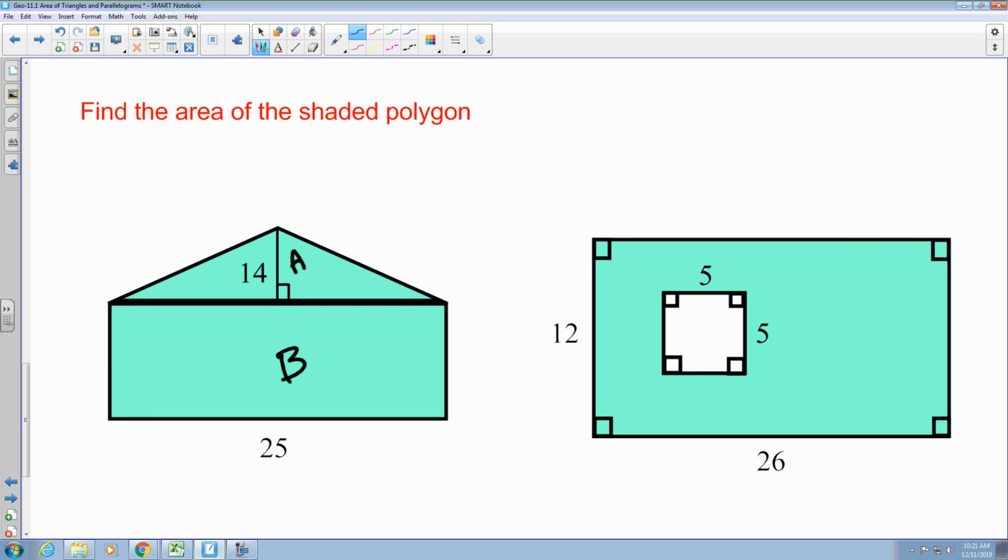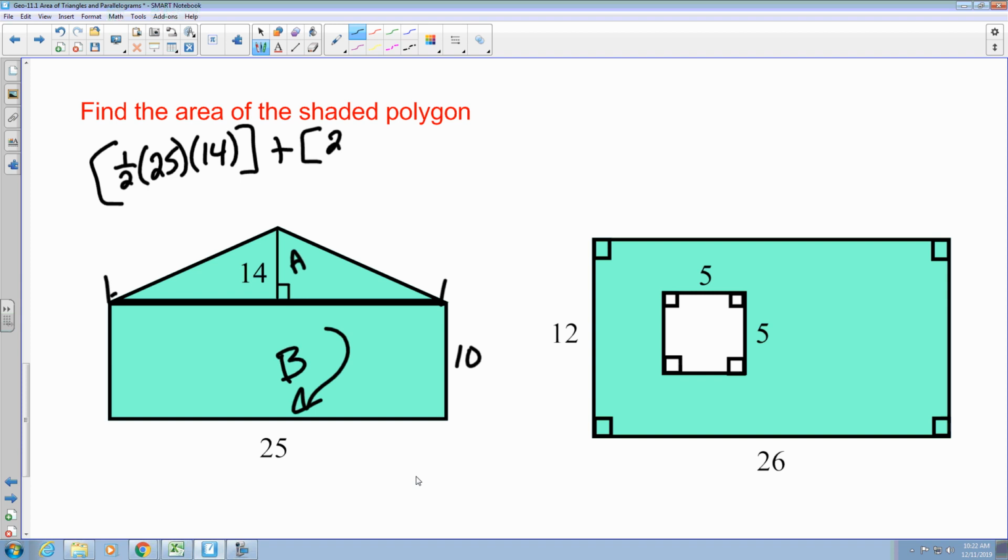B. So area A is a triangle, so it's going to be 1/2 base, in this case from here to here, which is 25, times the height, which is 14. This is going to be added to the area of B. And so I guess they don't give us one, so let's just say that this is 10. So with that being 10, we'll say that this is 25 times 10.